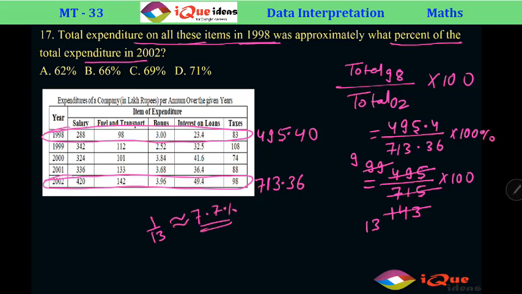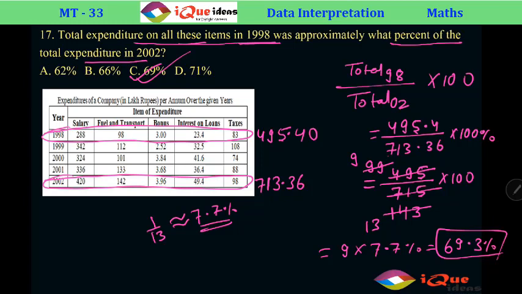Okay, so if you look at the options, 9 by 13 will be 9 into 7.7%. 9 sevens are 63 plus 6.3, that is 69.3%. Right? So in spite of approximation, we get our answer very close, and that is C option. This is the correct answer.